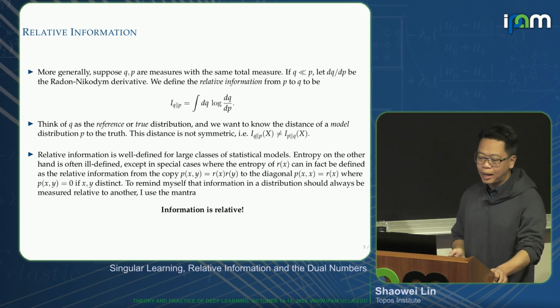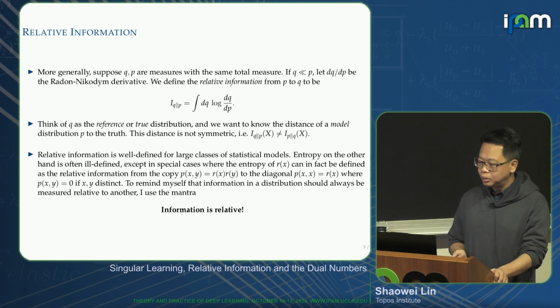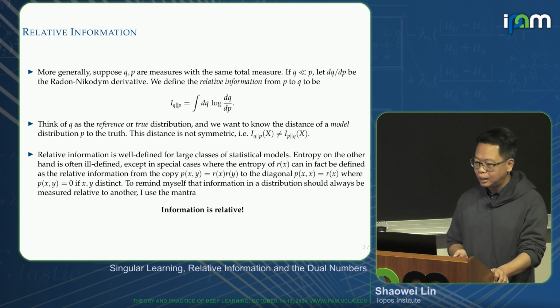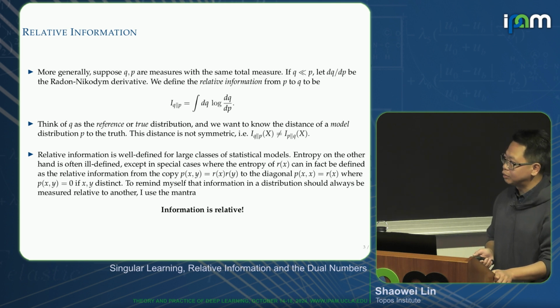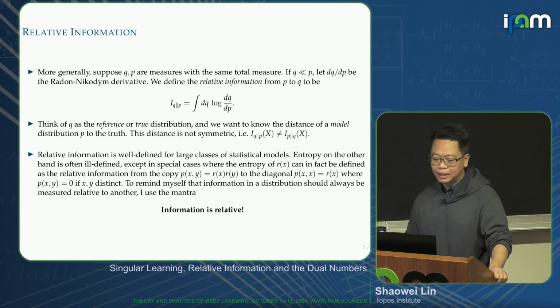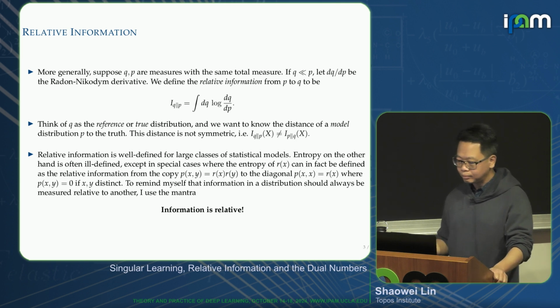More generally, if Q and P are measures with the same total measure, and if the total measure is not equal to 1, and again P dominates Q, then you can define the Radon-Nikodym derivative. In that case, we define the relative information to be the integral of the log of the Radon-Nikodym derivative with respect to dQ. And this is well defined. In fact, we'll see that this more general form of relative information has many of the nice, wonderful properties that we care about in statistics.